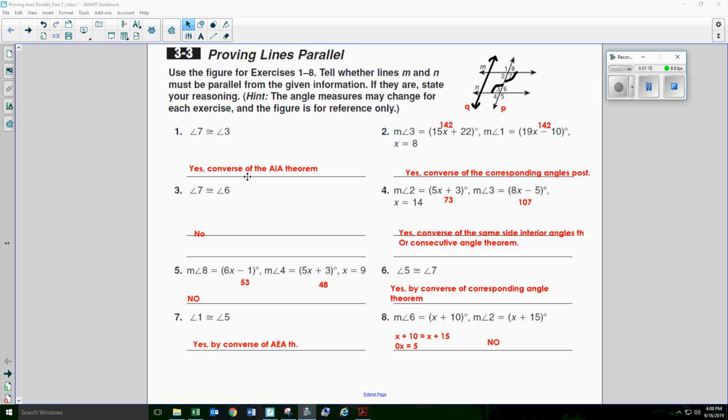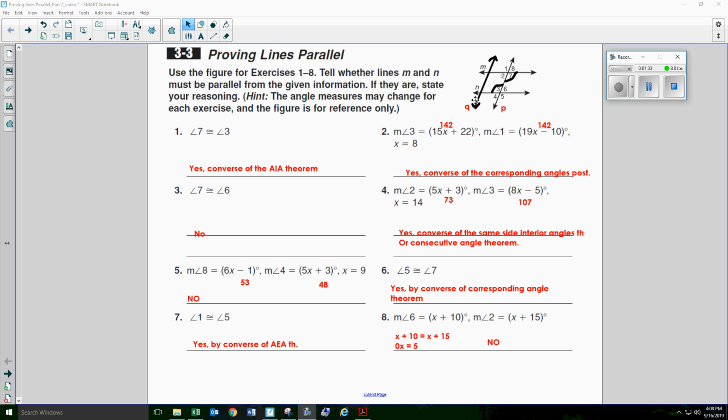So yes, by the converse of, remember whenever we're trying to prove lines parallel, it must be the converse of the AIA theorem, or whatever type of angles they are. These happen to be alternate interior angles. In some books, like in our packet that we'll look over tomorrow, they put the converse on the end. It doesn't matter, it's going to have the word converse in it. That's the key.